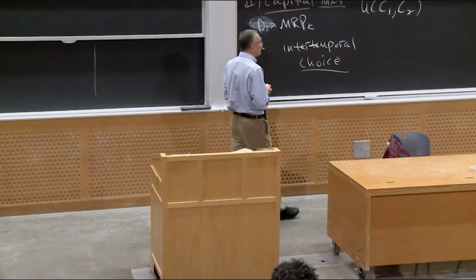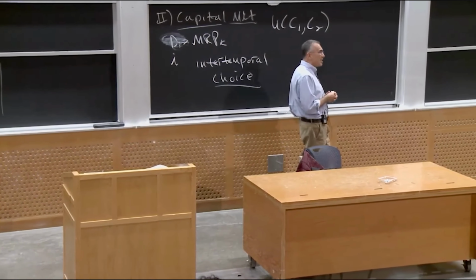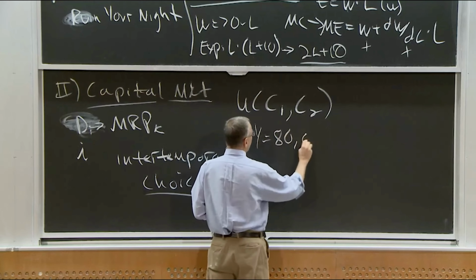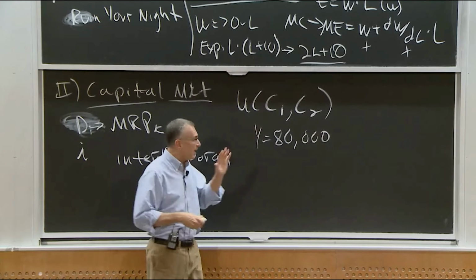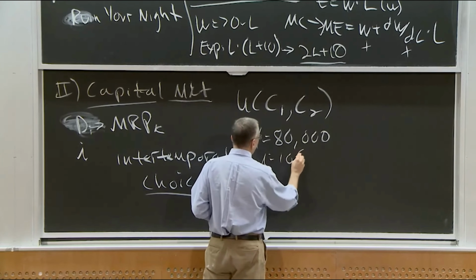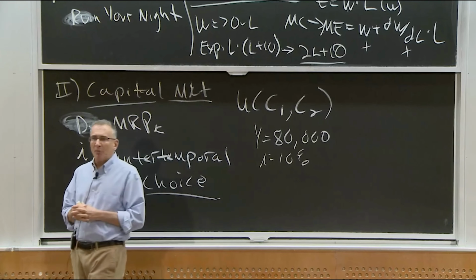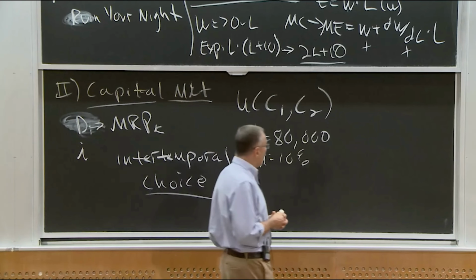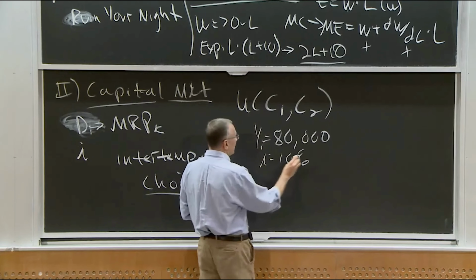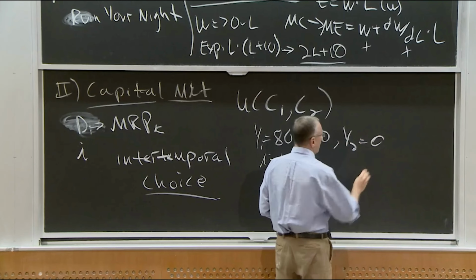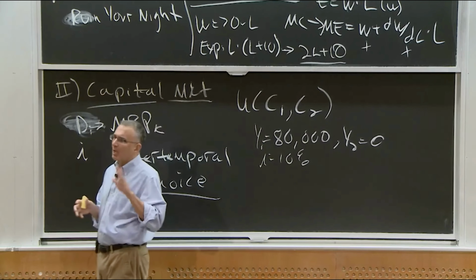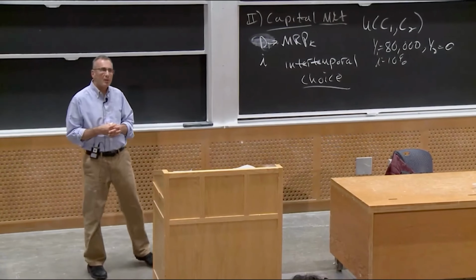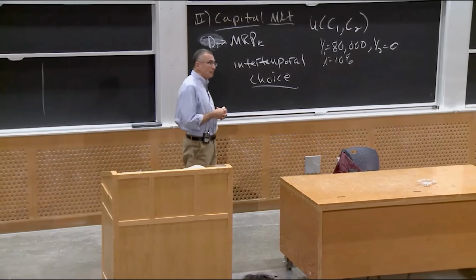Imagine my income is $80,000 a year, and imagine I can save that money at 10%. So Y is 80,000. Well, imagine my income's 80,000 a year, I can save that at 10%. And next year, I want to stay home and take care of my kids. I don't want to work. So that means my income in period 1 will be 80,000, but my income in period 2 will be 0. It gets more complicated with income in period 2. You'll see that in the problem set. My income in period 2 would be 0. Now, my question is, what do I do?